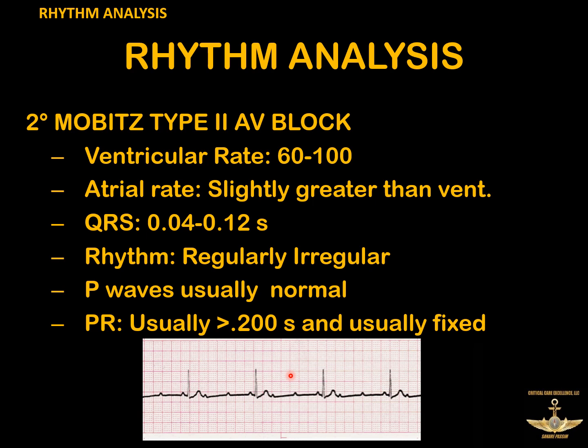Second degree type 2 is typically viewed as being worse than type 1, because what's eventually going to happen if this goes untreated or left unchecked is that these conducting beats will also stop conducting QRS complexes, and then it will become a complete heart block, which we'll talk about in just a second, where the P waves and the QRS complexes don't have any relationship whatsoever.